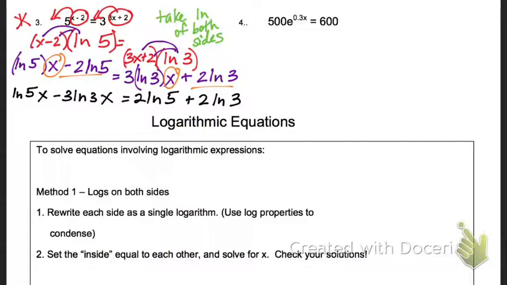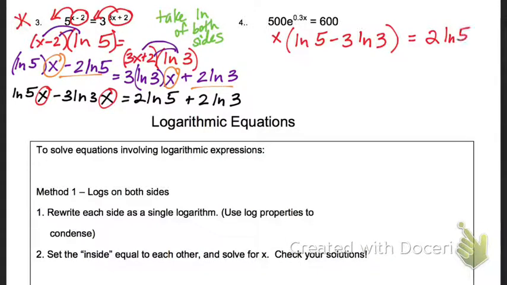From there, I'm going to pull out, they both have an x in common. So I'm going to take that out. So x, actually I'm going to write this over here. Sorry I did not give you guys enough room. So x times (ln 5 minus 3 ln 3) equals 2 ln 5 plus 2 ln 3.